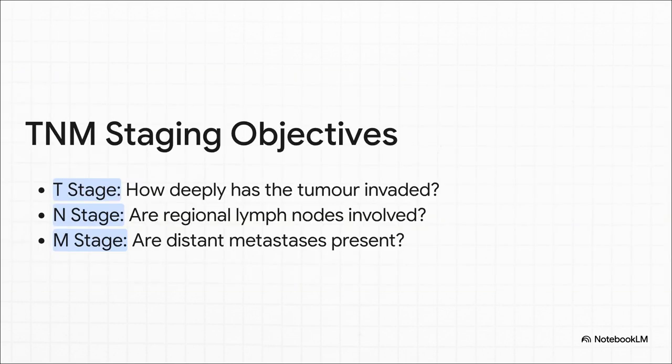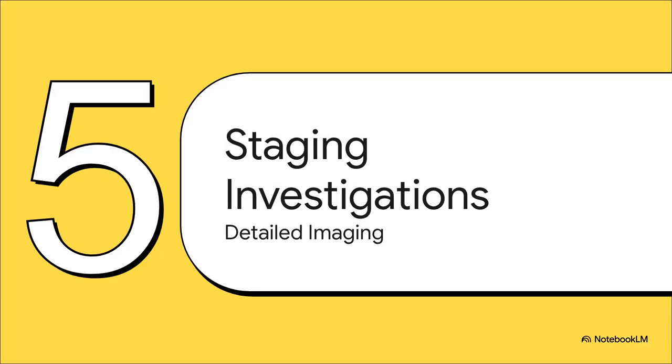While that biopsy tells us what the tumor is, the TNM staging framework steps in to answer how far it's actually spread. Staging is basically broken down into 3 crucial questions. T asks, how deeply has the tumor invaded the esophageal wall? N asks, are the regional lymph nodes involved? And M asks, are distant metastases present in organs like the liver or lungs? Which leads us perfectly into Section 5, Detailed Staging Investigations.